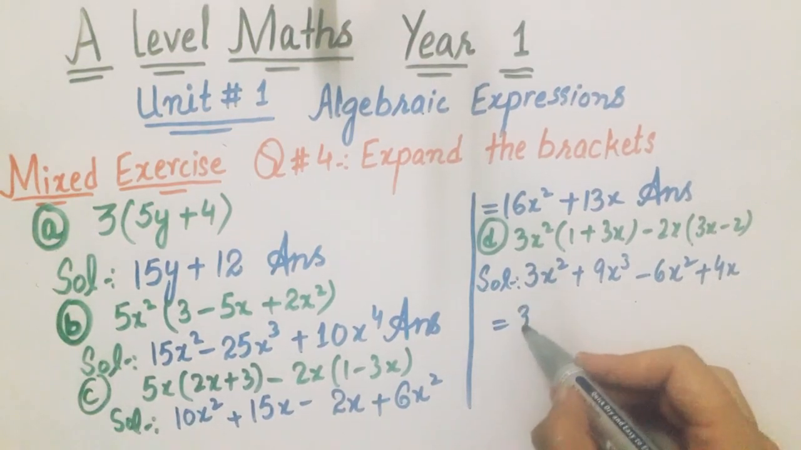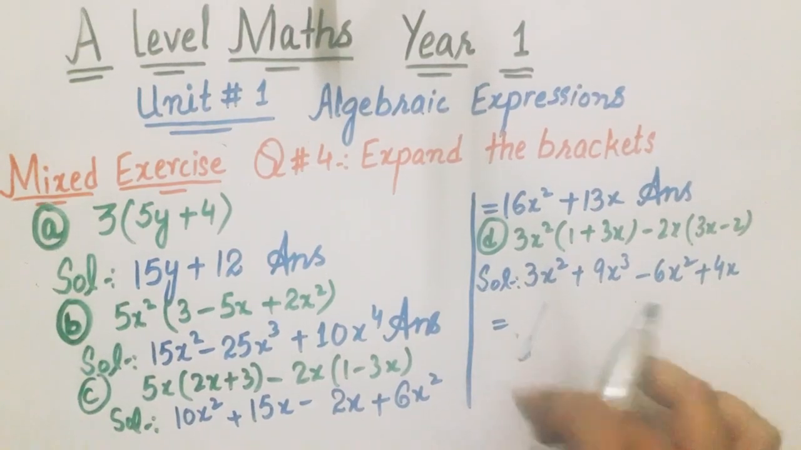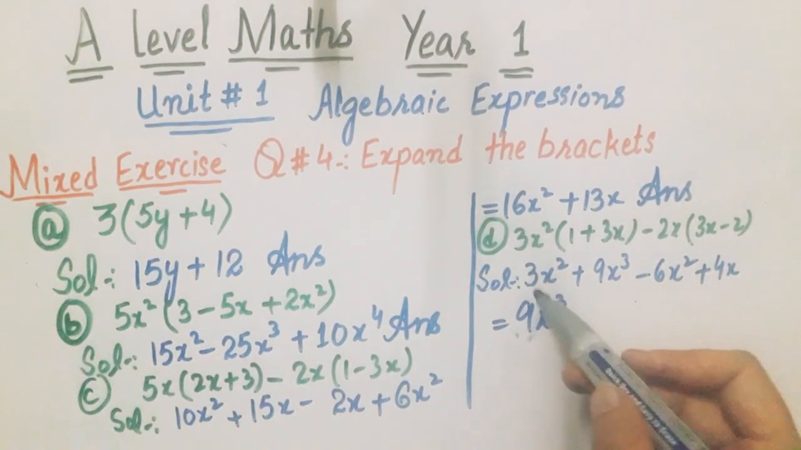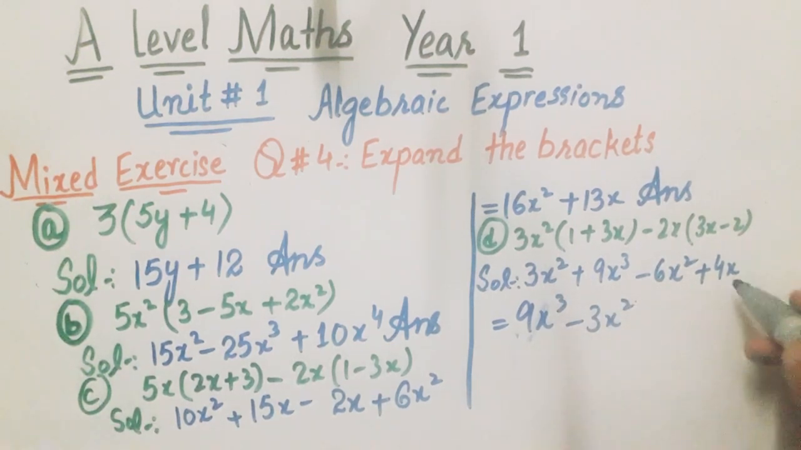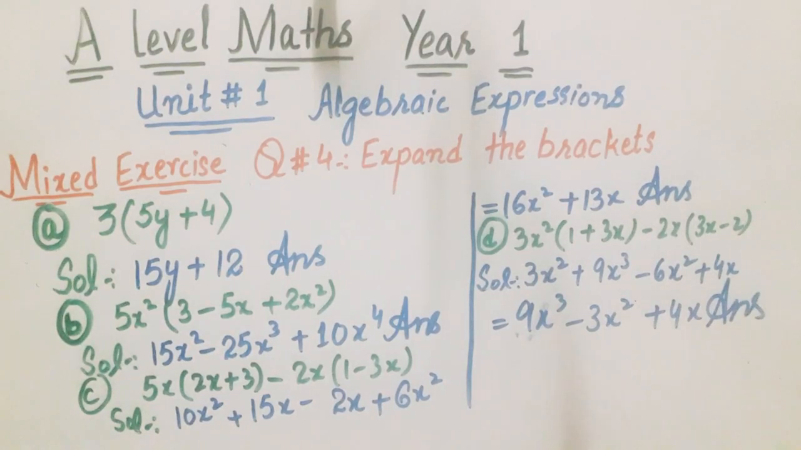So first of all we will write 9x cube, then 3x square minus 6x square is minus 3x square and plus 4x. So this will be the answer. Now we will solve question number 5.